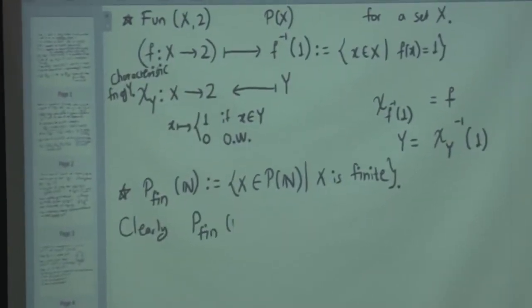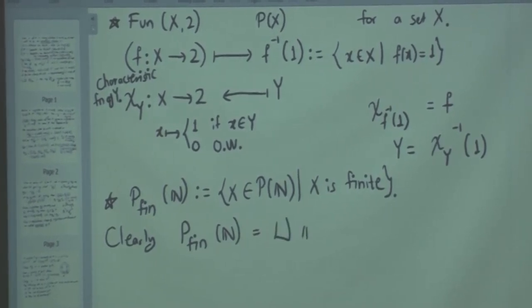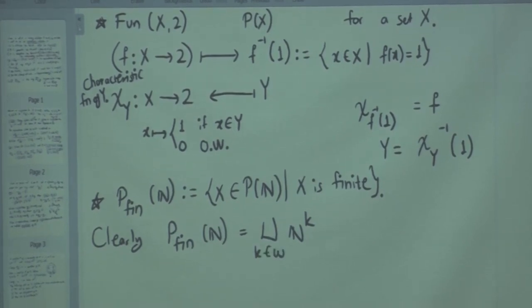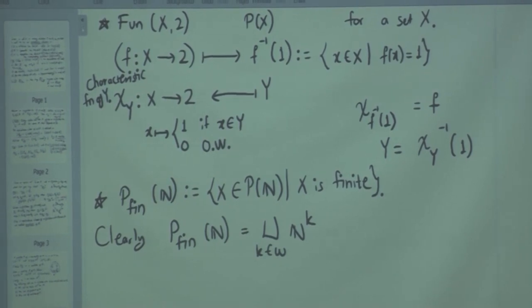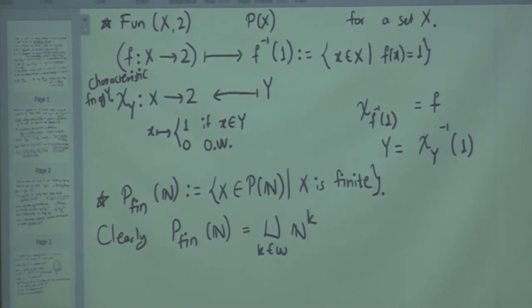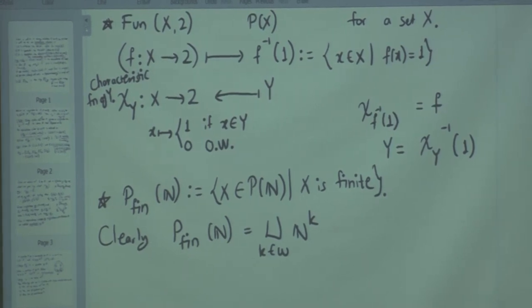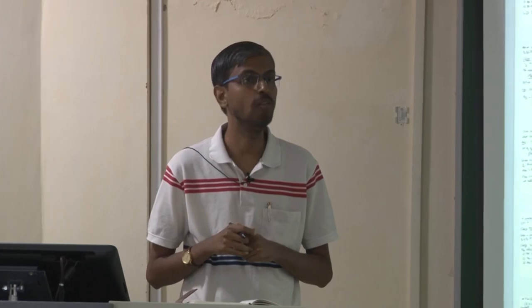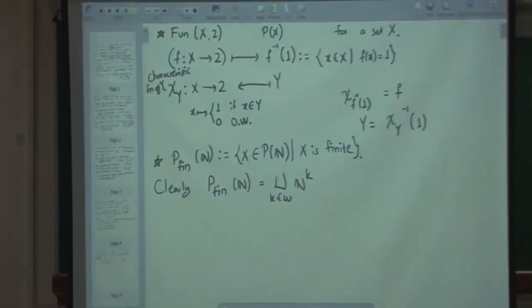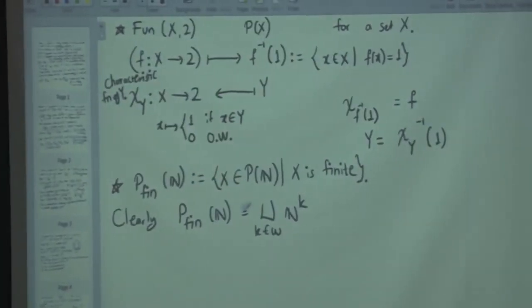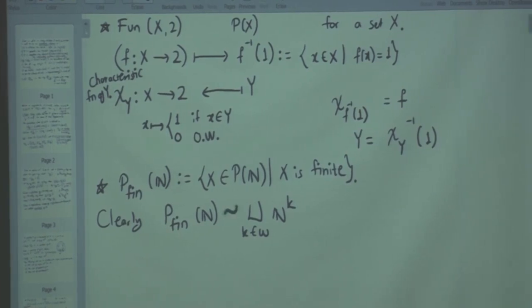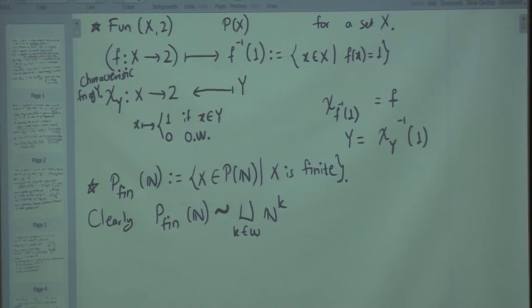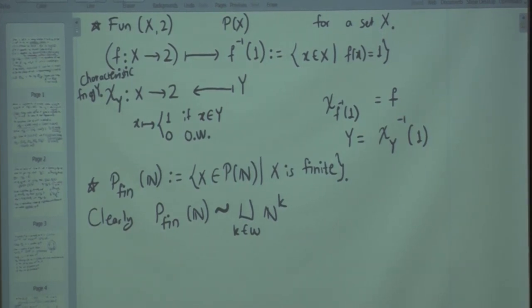P fin of N is the disjoint union of N to the power k, where k belongs to omega, the natural numbers. Yes, this is a disjoint union. All of you agree with that? Because every subset is in bijection with exactly one natural number, not two different natural numbers. So therefore, this is actually a disjoint union. It's equality. Sorry, I should not say equality. I should say they are the same.